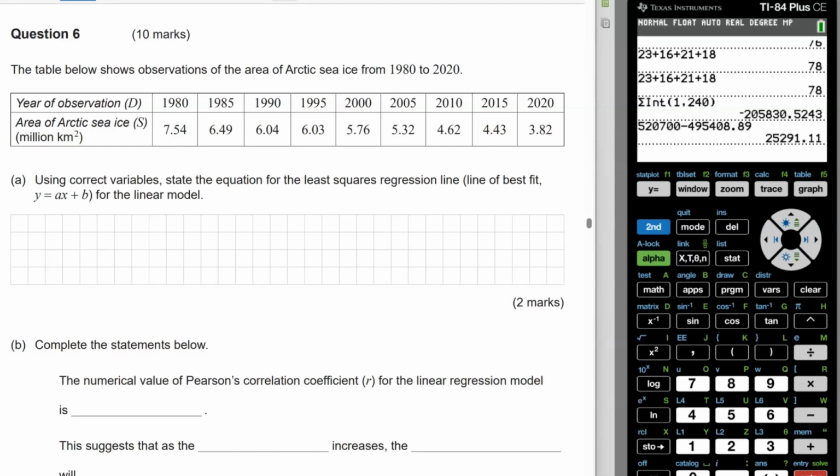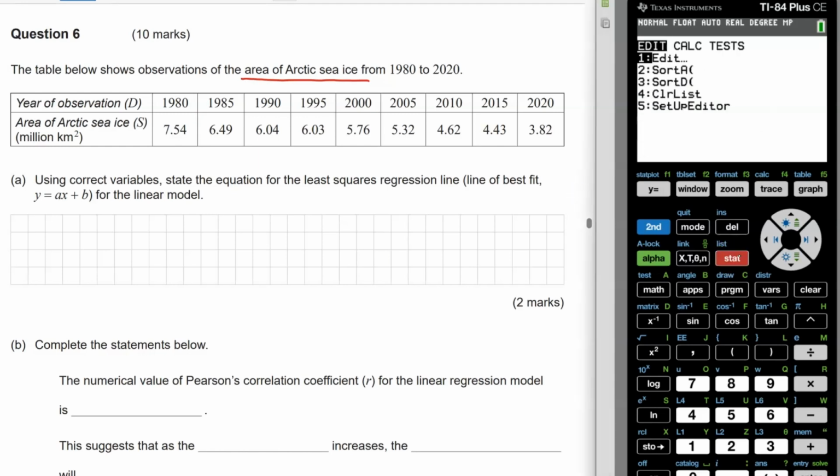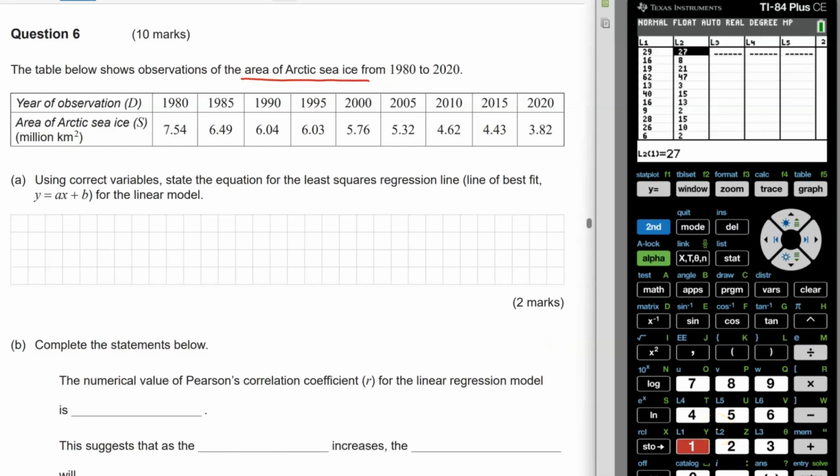So in question 6, we are looking at some linear regression, and we're looking at how the area of the Arctic sea ice has changed from 1980 to 2020. So it's saying, using the correct variables, what is the equation of this least squares regression line? So we need to go into our calculators and enter the data. So you're going to press your stat button. You want to go number 1 and you want to edit it. Whatever data is there at the moment, just give it a clear, or you can start a new list if that's what you want to do. Okay, so once the data's gone, you are good to go.